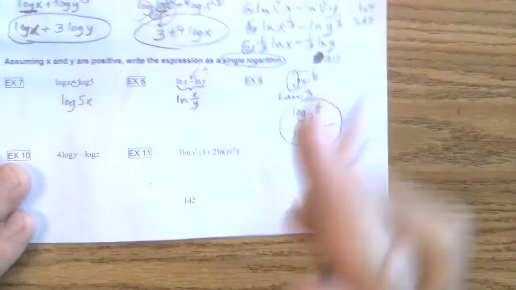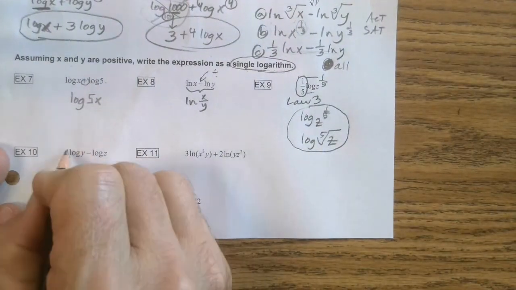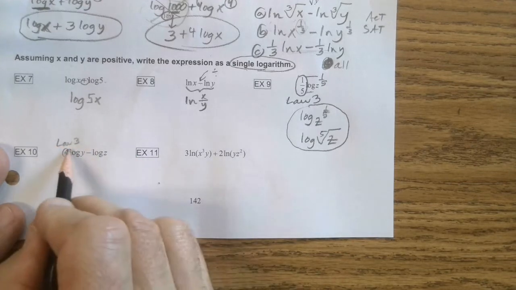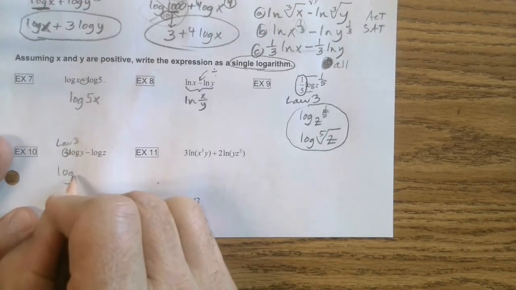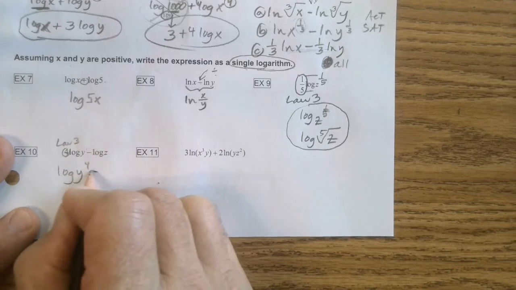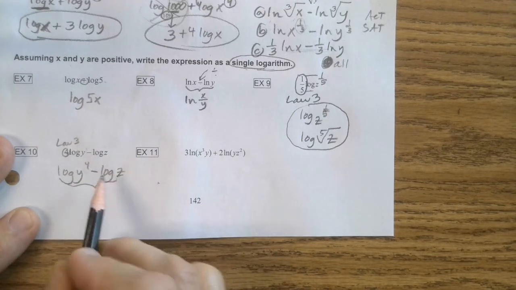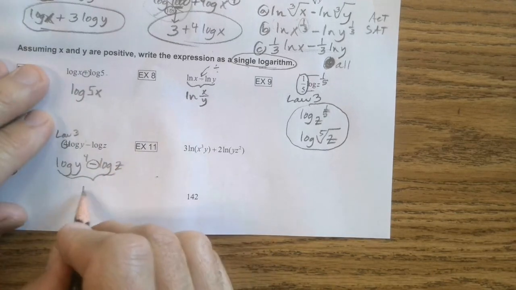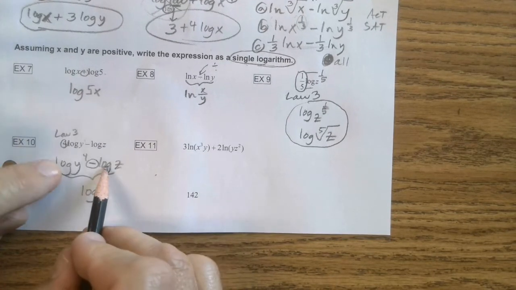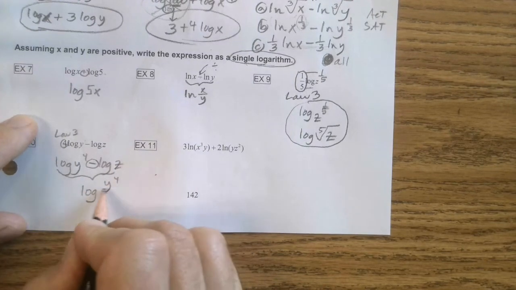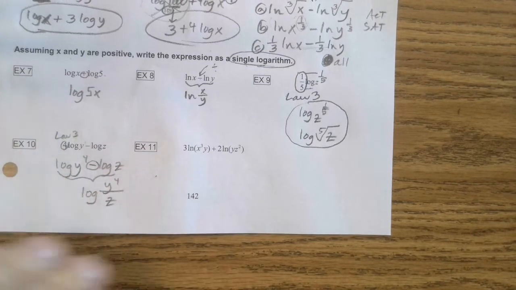All right, so this one, step number 1, see that 4? That is law 3 just begging for your attention. So you're going to think of it like this. Before the 2 shall become 1. So what does subtraction mean? It's marriage. The 2 logs shall become 1. So I've got y to the 4th all over z.